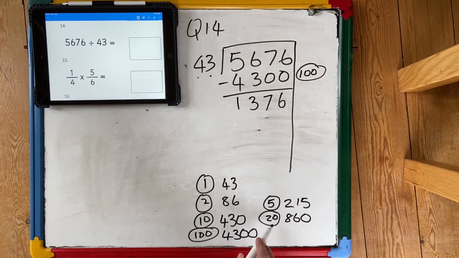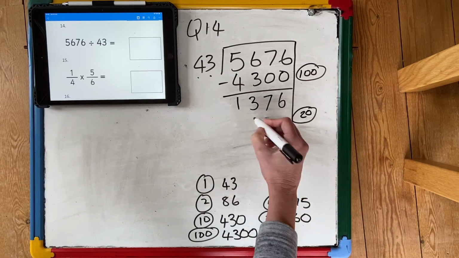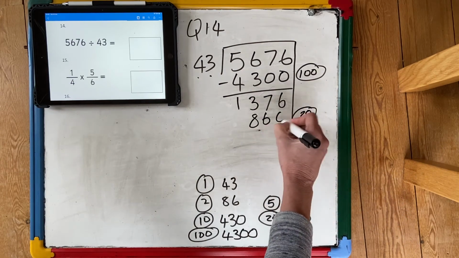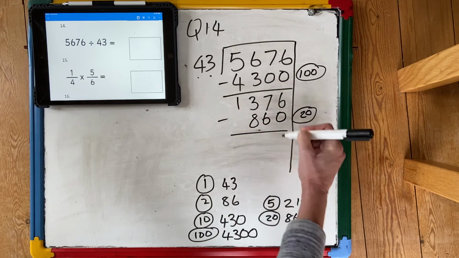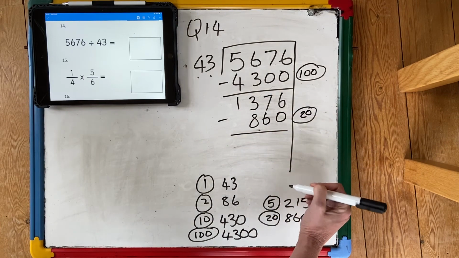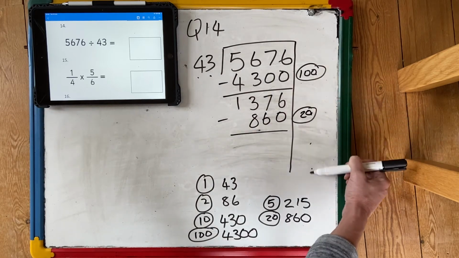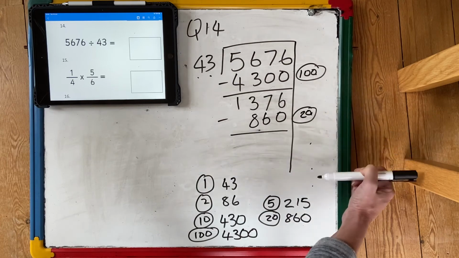I'm going to do 20 43s. So subtract your 20 43s, which is 860. Right, subtract that number, see what's left. Keep going until you have nothing left. You may have a remainder at the end. Remember to count up how many groups of 43 you have in your margin here.